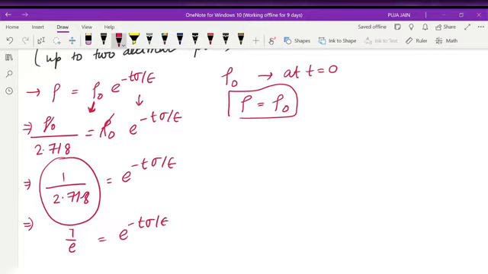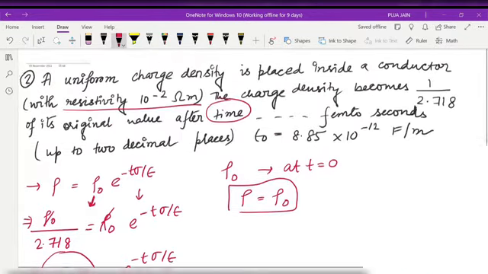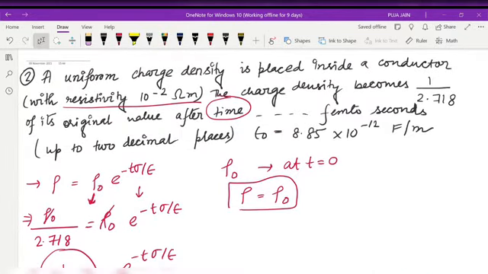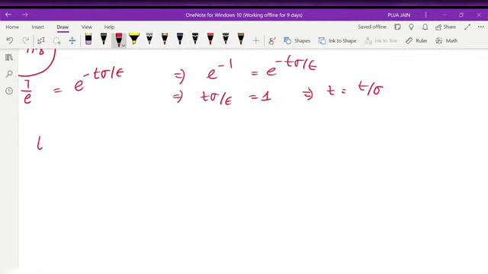So e to the minus 1 equals e to the minus t sigma by epsilon naught. So we get t sigma by epsilon equals 1, or again t is equal to epsilon by sigma. This also we have derived. Now resistivity is given and the epsilon value is given. Now t equals epsilon by conductivity. Resistivity is equal to 1 by conductivity, the reciprocal of conductivity. So it will be epsilon naught in free space into resistivity. Don't confuse it with charge density.